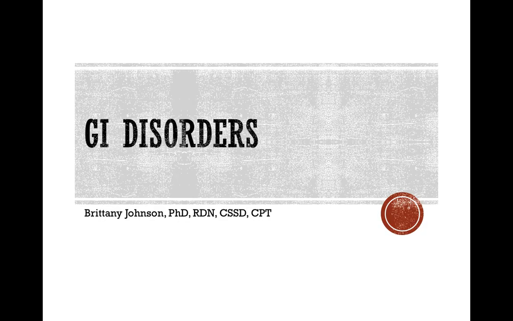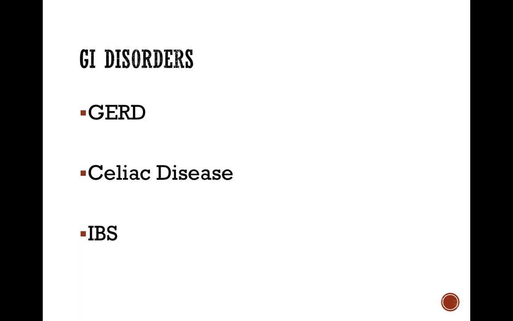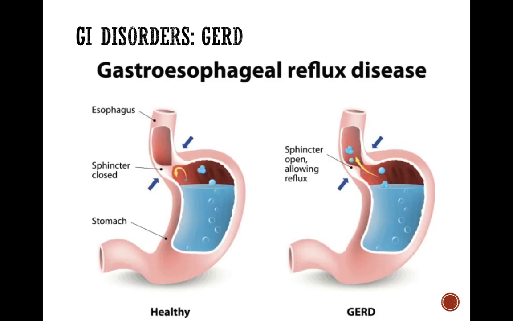Hi everyone, this is going to be a quick mini lecture on GI disorders. We're going to briefly review GERD, celiac disease, and IBS. So GERD is gastroesophageal reflux disease. Essentially what is happening here is chronic heartburn or acid reflux.